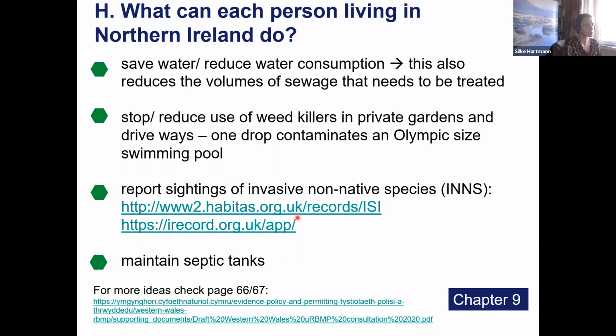You can also report sightings of invasive non-native species, either through the Habitats webpage or by downloading the iRecord app. And if you live in areas where there is no sewage network, then please make sure you maintain your septic tanks. Our colleagues in Wales have a lot more good ideas, so please take the time to have a look at their documents and ideas on pages 66 and 67.